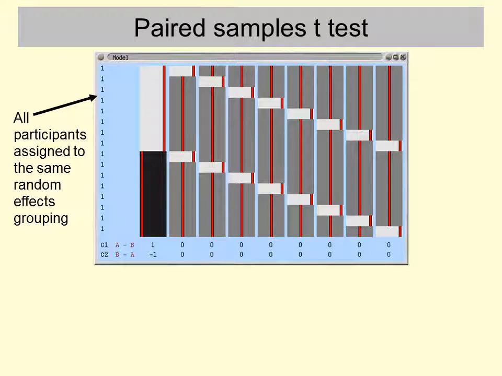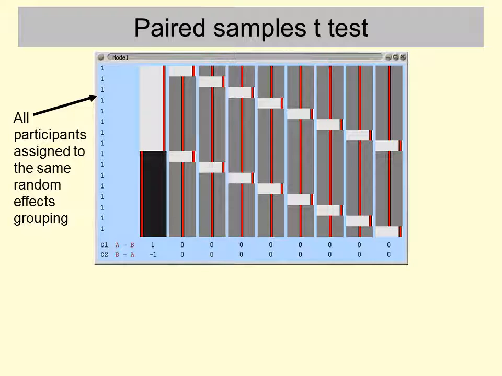Let's take a look at what the design matrix for a paired samples t-test looks like in FSL. The first thing to note is that all the participants have been assigned to the same random effects grouping. This is one group of participants as far as we're concerned.